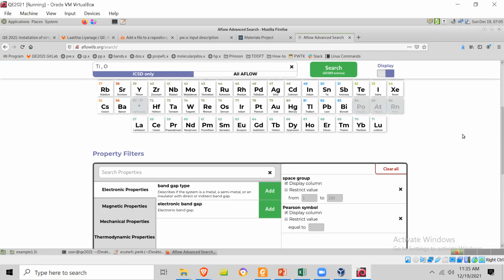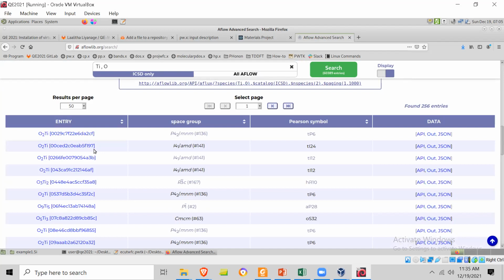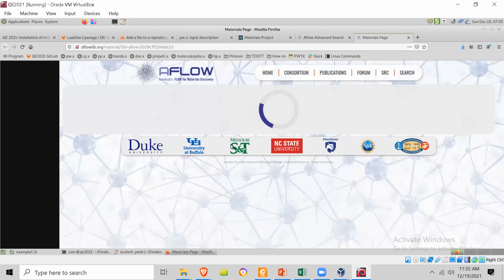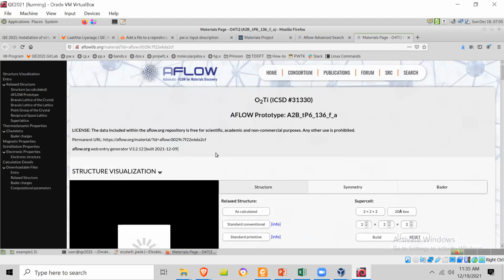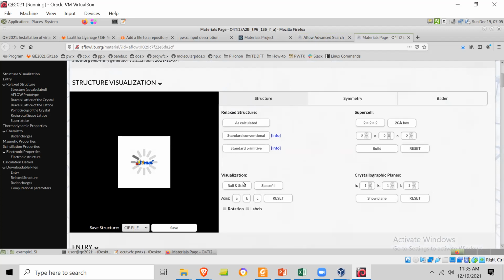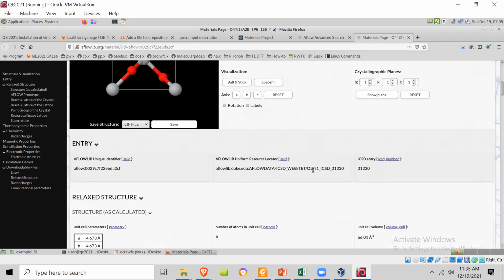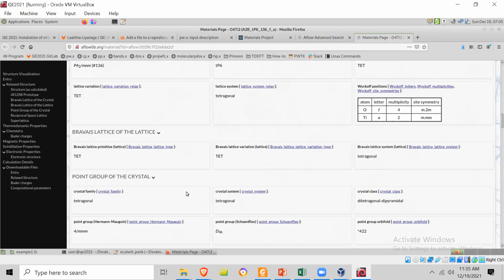And I get a bunch of values with the space group. So I go and look at one of these compounds. It will give you your structure visualization here. So it's very easy now to get the parameters here. It gives you relax. This is already run in VASP. So they have run this and they have given you all the data here.